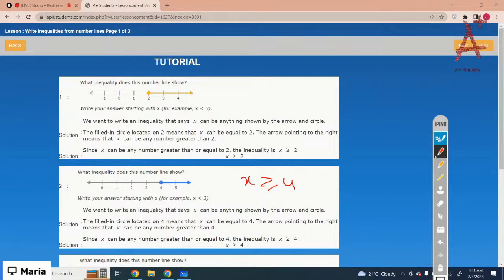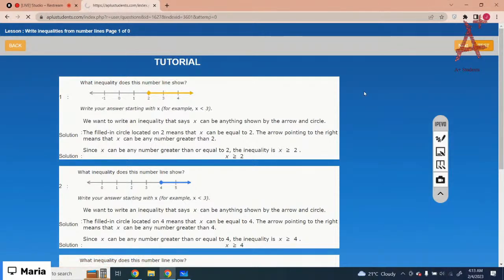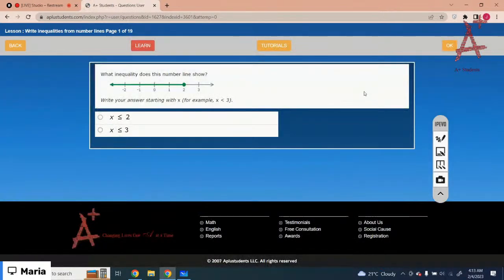Let's just start with the test questions. Okay, write inequality. What inequality does the number line show? So you have to look for the inequality.